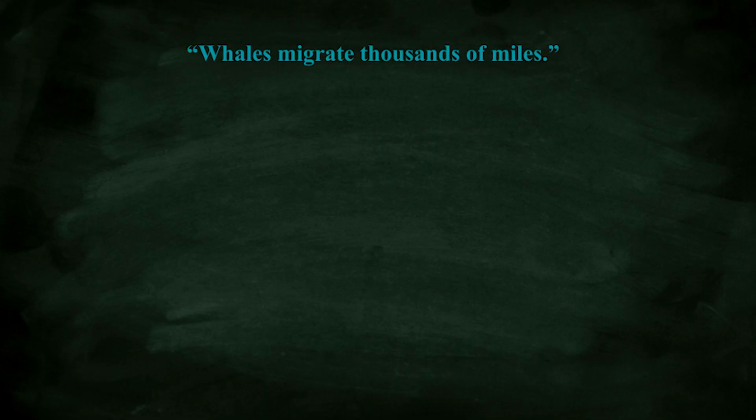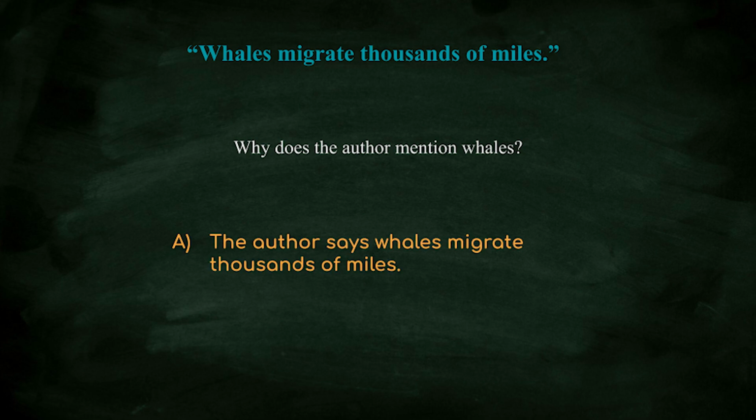I think an example is going to make things much easier. You see this sentence in a text: Whales migrate thousands of miles. The question is, why does the author mention whales? Then one of your choices is, the author says whales migrate thousands of miles. Is it true? Yes. But does it explain why the author mentioned them? No, it doesn't. The question is different. So be careful and pay attention to what the question wants.